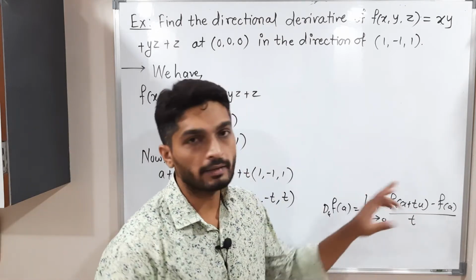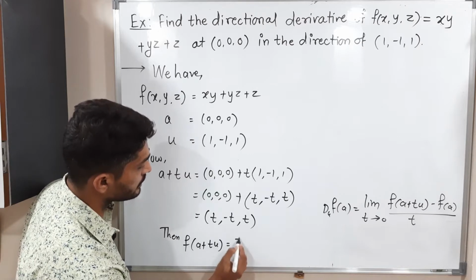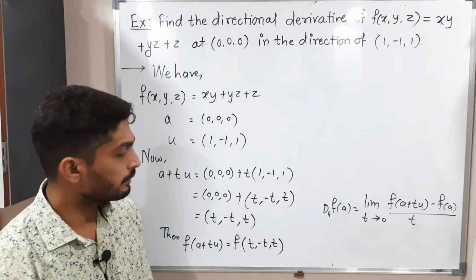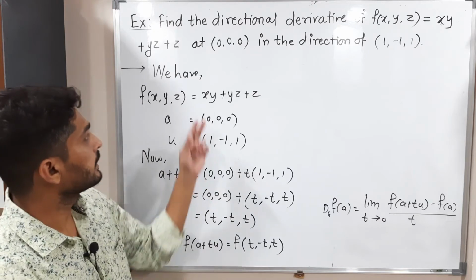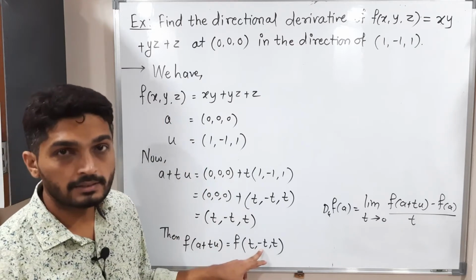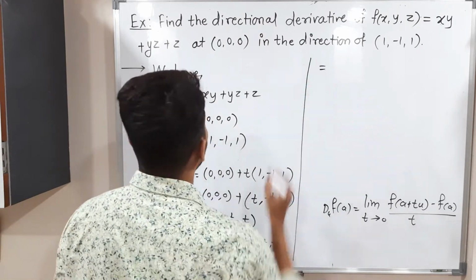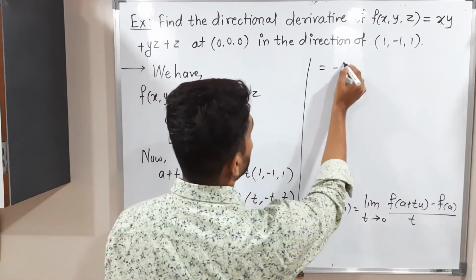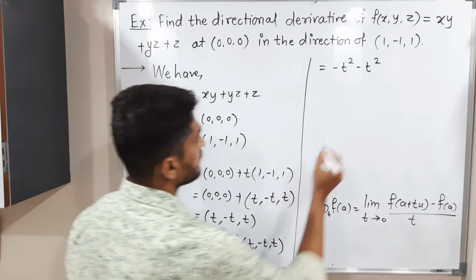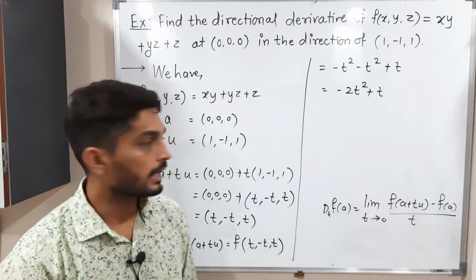After that, our task is to apply f on that. So f of a plus tu is simply f of (t, -t, t). We have to find its value, and for that, we need to focus on the given definition of f: xy plus yz plus z. Here x is t, y is -t, and z is t. Let us put those values in. x times y, that is t times -t, gives -t squared. y times z, -t times t, gives -t squared, and z is t. So here we have -2t squared plus t. In this way we calculated f of a plus tu.